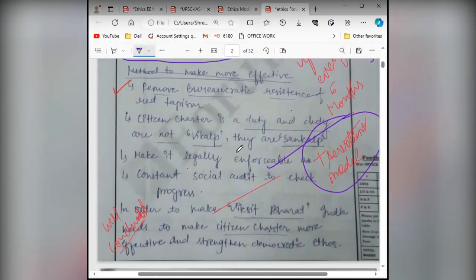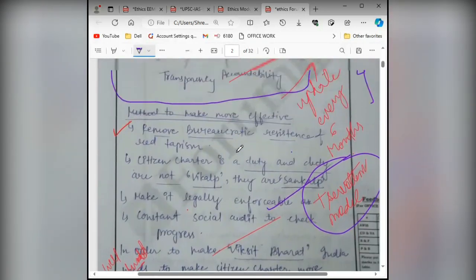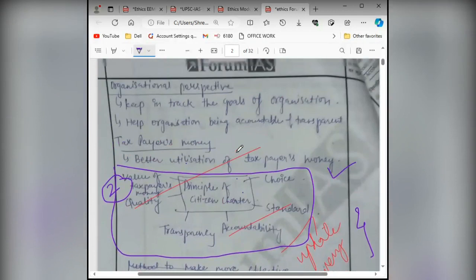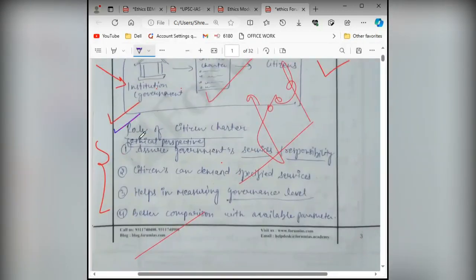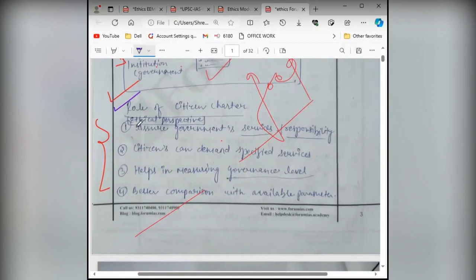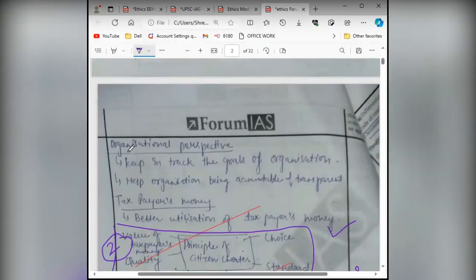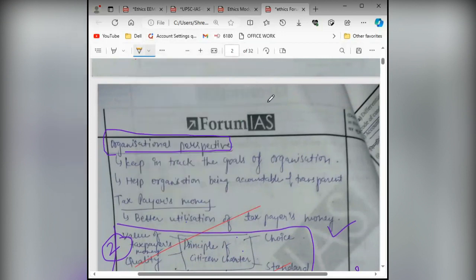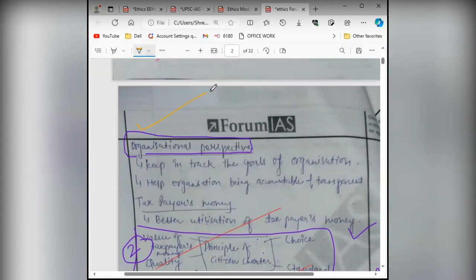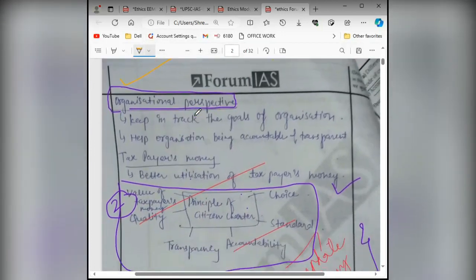One more thing you can try to do. See what she has done. She has given certain headings: role of citizen charter, the ethical perspective, then the organizational perspective. Whenever you are writing an ethics answer, try to make it more clear, lucid and concise. Try to avoid heavy sentences; better to use keywords directly.